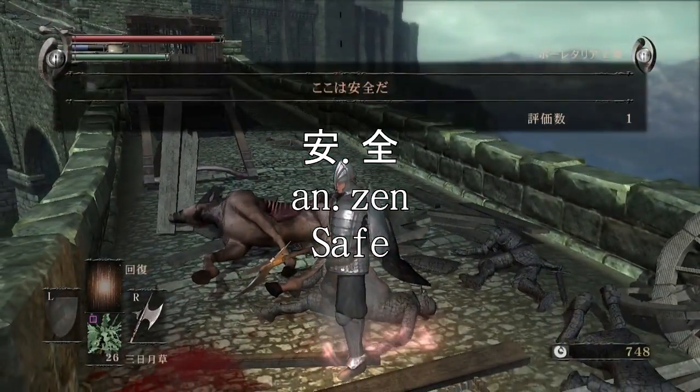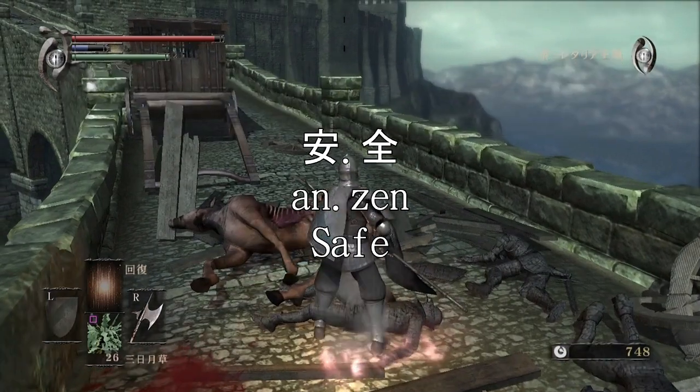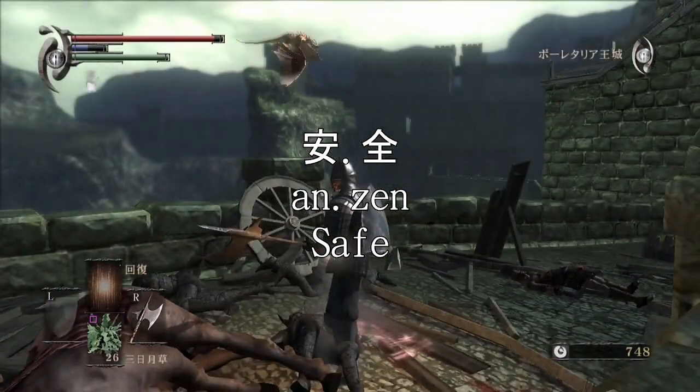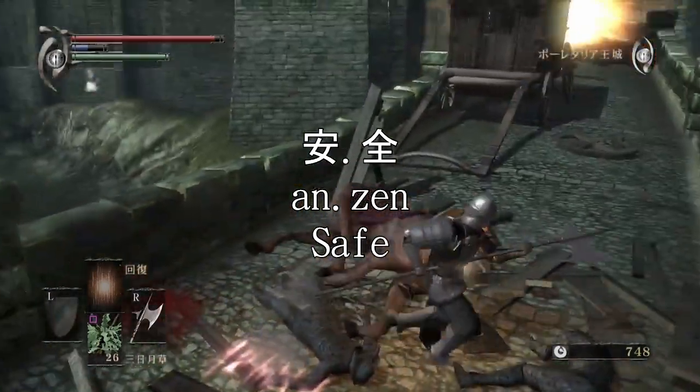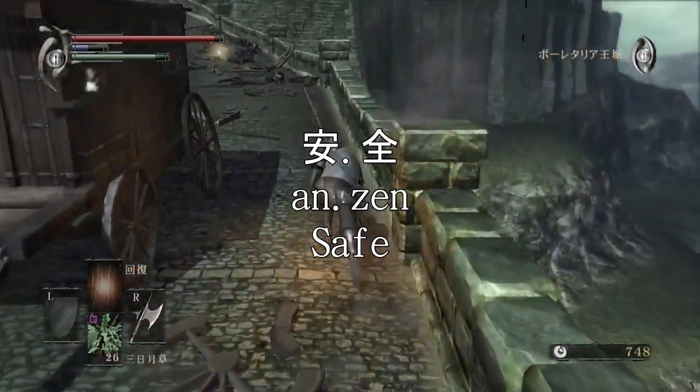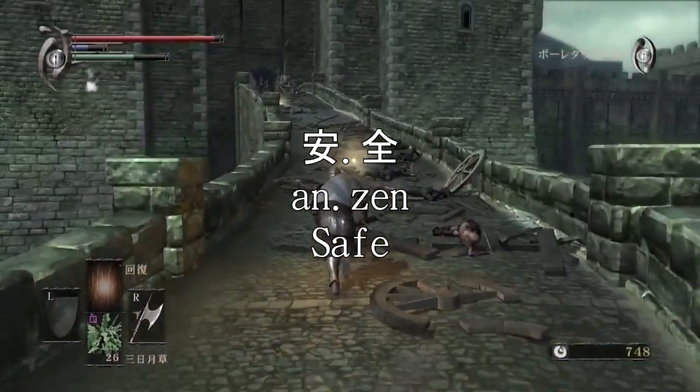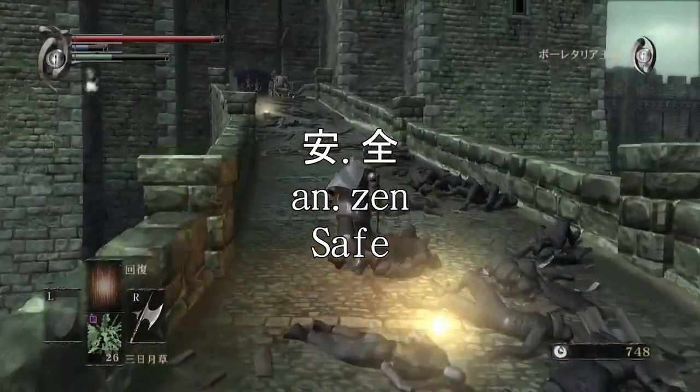Anzen, safe. An means peaceful. Zen means all or entirely. You'll recognize the woman grapheme in An and the king grapheme in Zen, but the radicals of both these characters are the components on top.